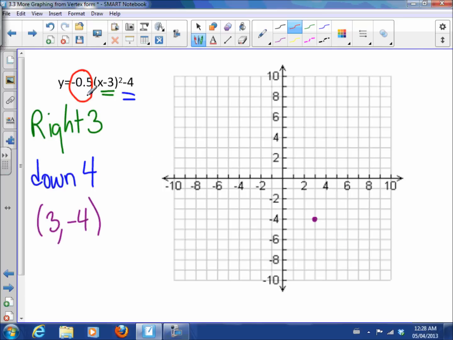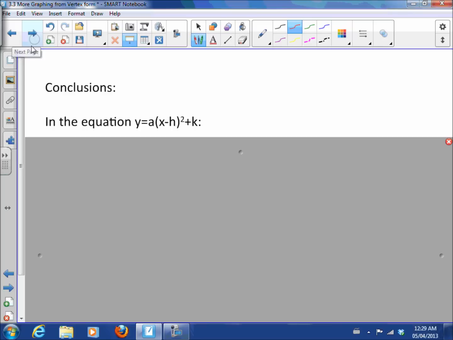Okay. So we're going to do this all in one step. So the negative tells us we're going to be facing down. And the 0.5 tells us instead of going over 1, down 1, we're going to go over 1, down 0.5. Same on the other side. Instead of going over 2, down 4, we're going to go over 2, down 2, because we're going to take that 4, multiply it by 0.5. Okay? And there's our downward facing parabola. Okay? So that's how we draw parabolas with negative a values.